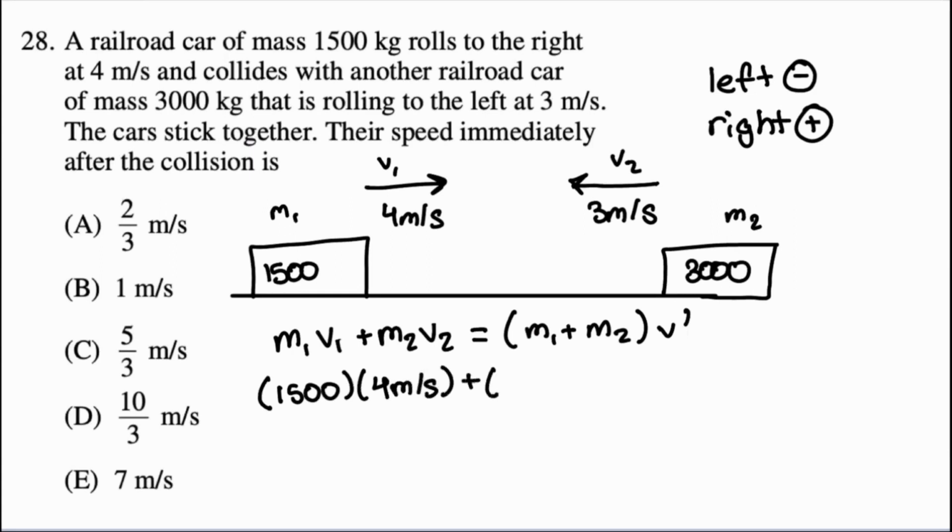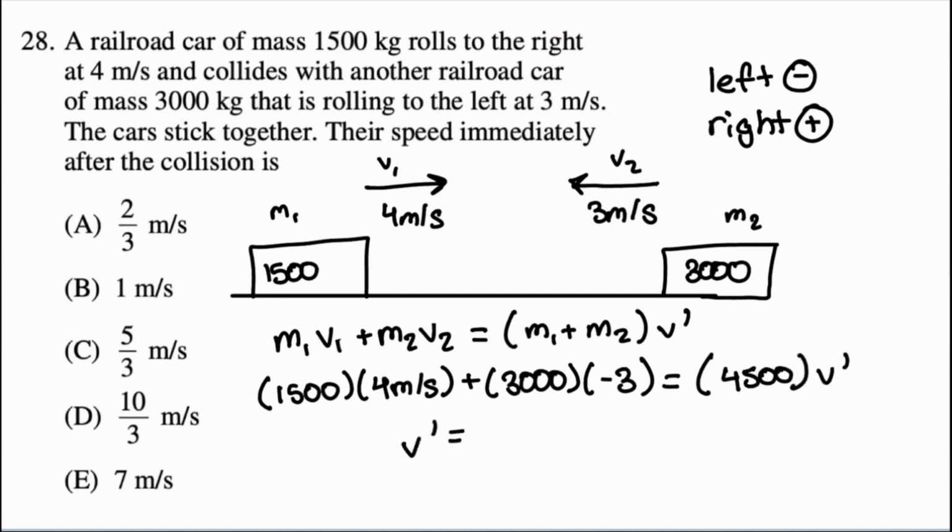And now here we need to be careful. We have our 3,000, and it's going to be -3. And we're going to add the masses times V prime, and V prime is going to be equal to 2/3. If you get that as a negative number, it's fine because it's talking about speed, the absolute value. So it's going to be A regardless.